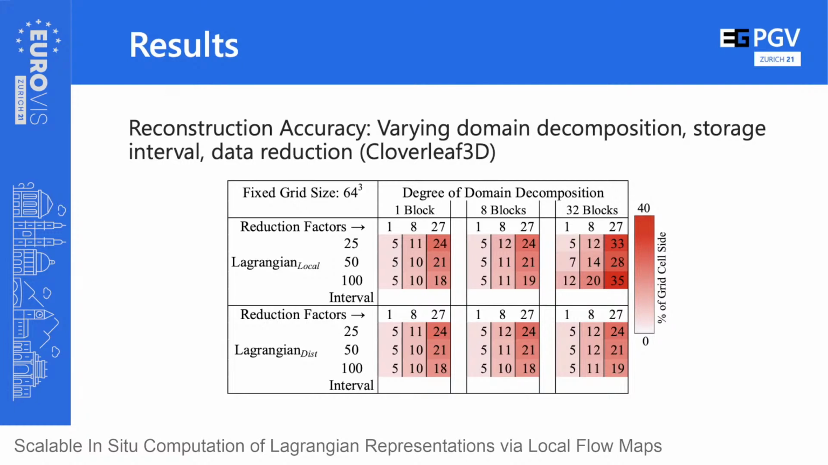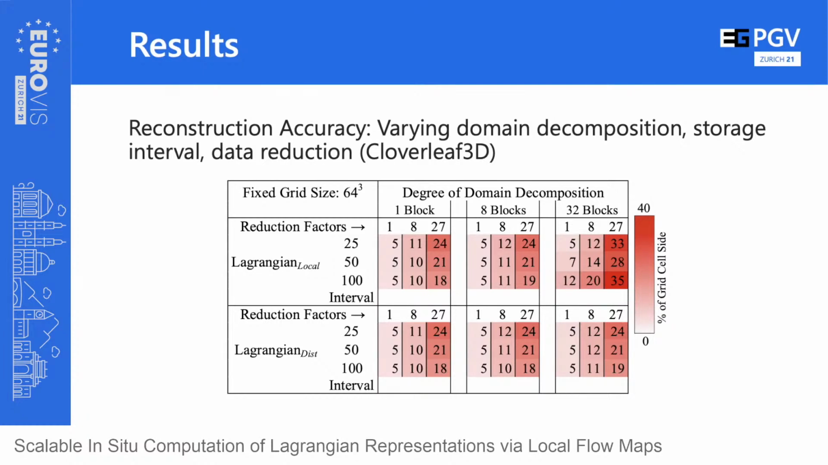There are 2 key observations here. First, both Lagrangian local and Lagrangian distributed show error as the number of particles used to form the flow map decrease. That said, the error is not very high, with the average error still being within a single grid cell side of the ground truth.